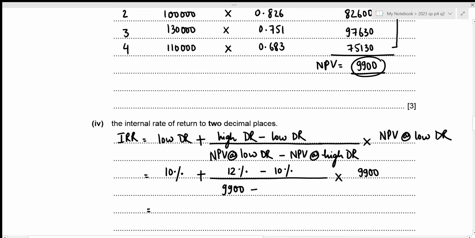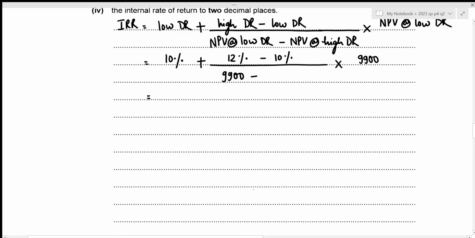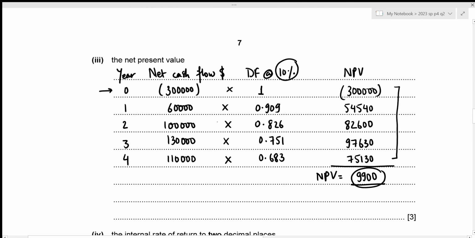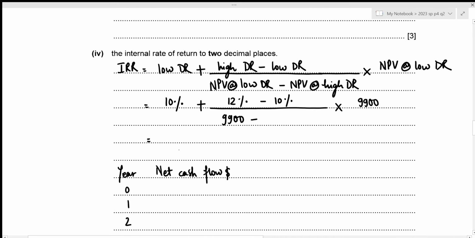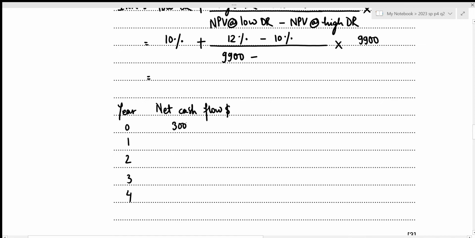Okay, so the next step would be to figure out our net present value at the discount rate of 12%. So let's prepare a table for that. We have year 0, 1, 2, 3, and 4. Again, we need our net cash flows. And we can just copy this amount from right here. That's negative 300,000, 60,000, 100,000, 130,000, and 110,000. Let's write it down. That's negative 300,000, 60,000, 100,000, 130,000, and 110,000.